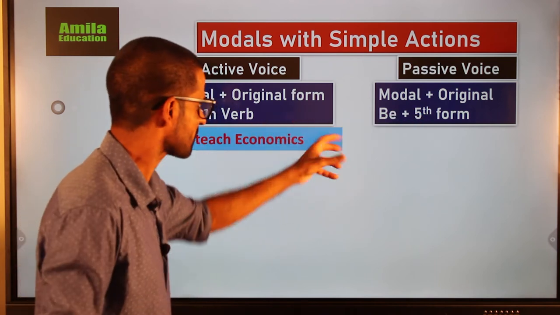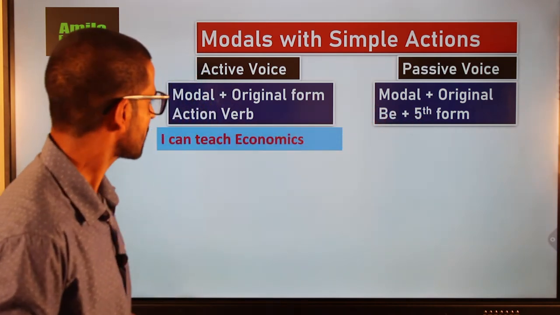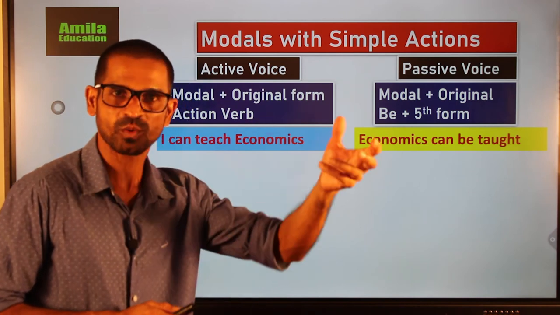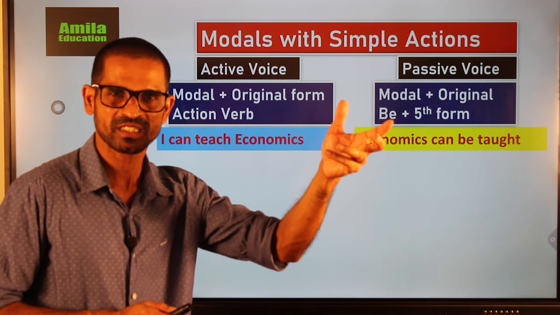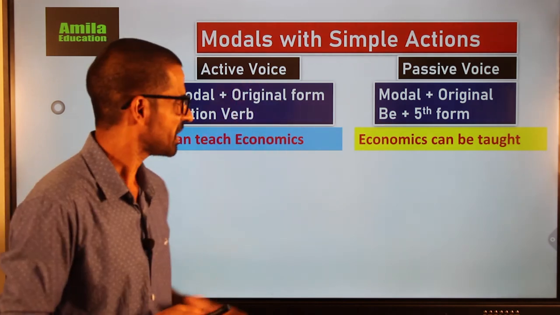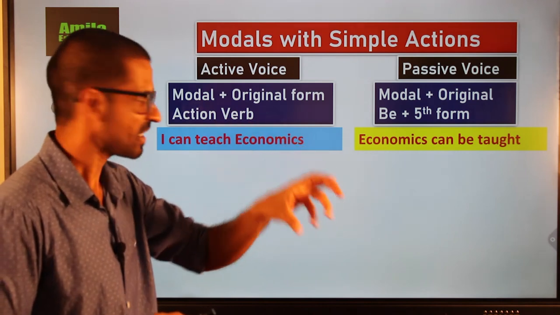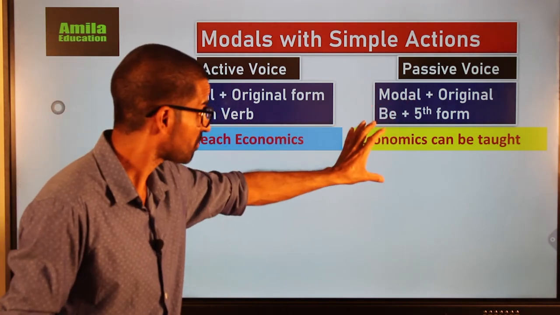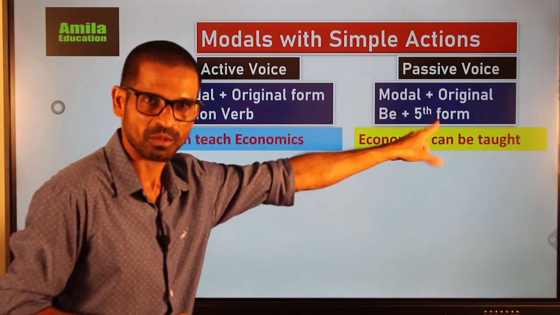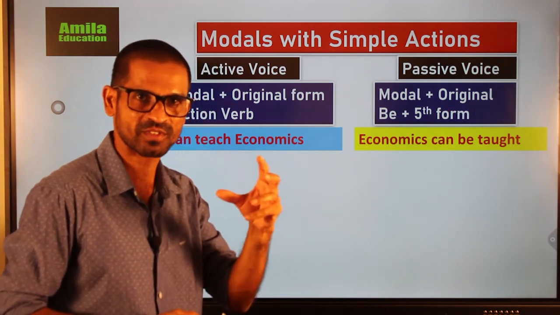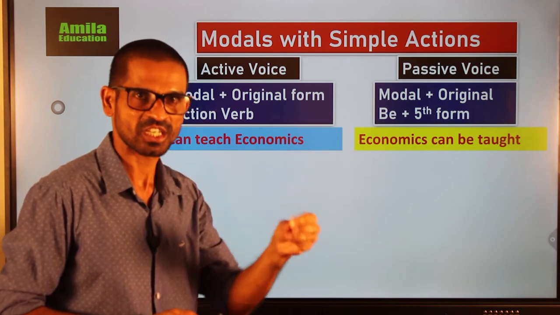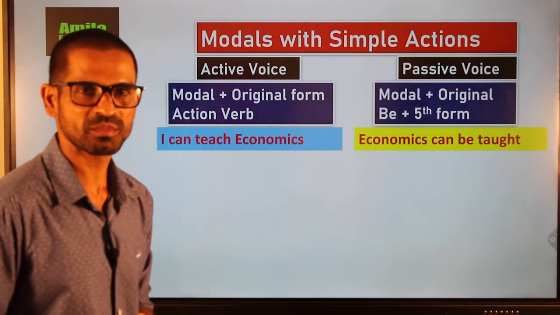So economics comes. Economics can be taught. Can teach economics is not a good sentence. It is broken English. Economics can be taught. Economics is the affected thing here. So you have to communicate it with be verb and past participle form, the fifth form of the action verb. Teach, taught. Economics can be taught.